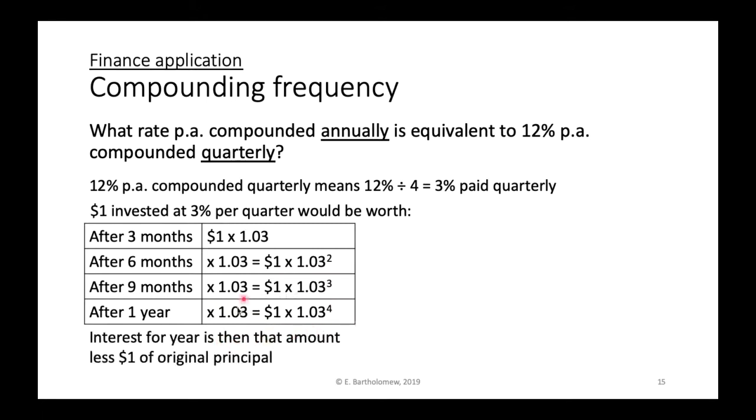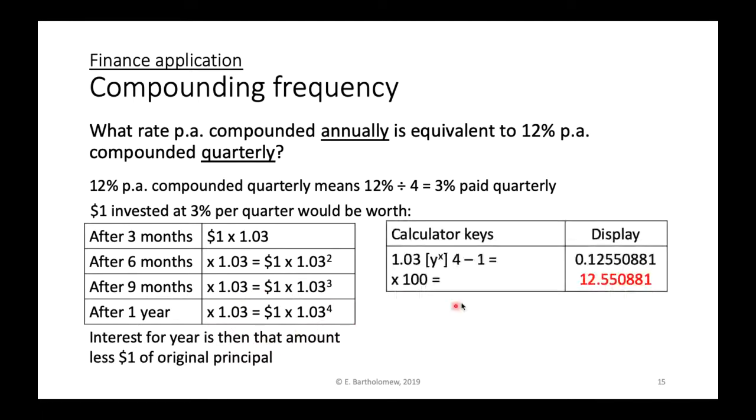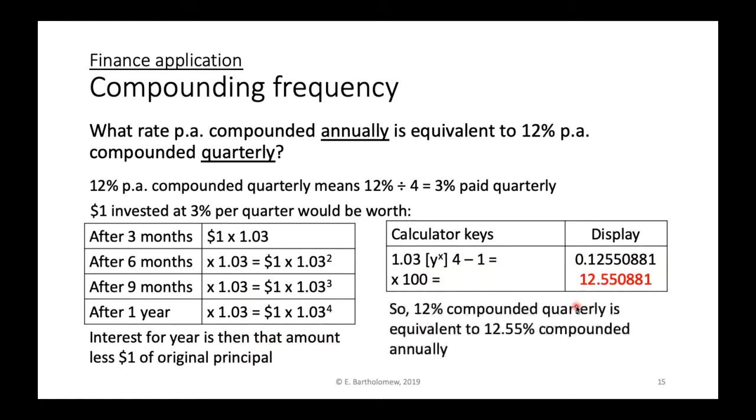So the interest for the year then is that amount, which we'll show in a second, less the $1 of original principal. So this is the calculation, 1.03 y to the x to take it to the fourth power, representing the 4 quarters, subtract 1, which is our principal, equals, and we get 0.1255 and some more decimal places. So if we multiply by 100 to see what that is in percent terms, it's going to be approximately 12.55% or more. So what that means is that this 12% compounded quarterly is equivalent to getting 12.55% if it was compounded annually. So you got all the interest at the end of the year rather than intermediate interest.